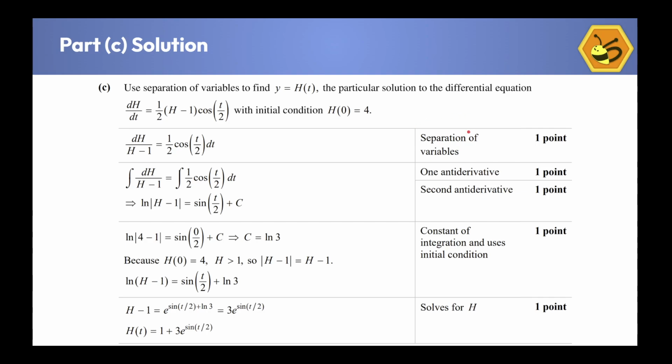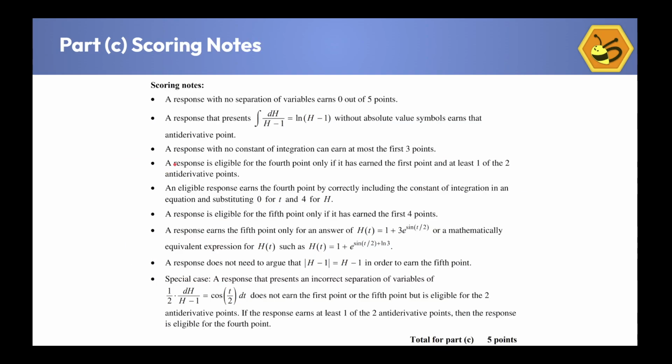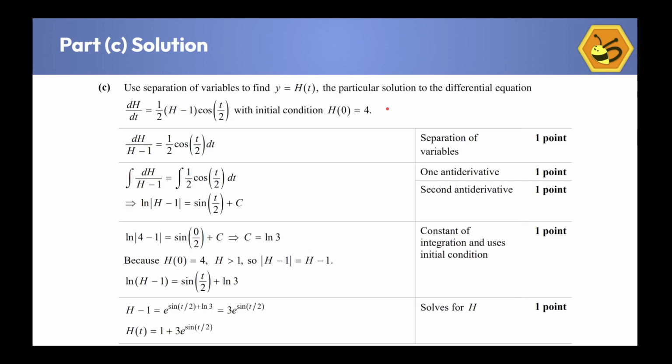The first step for this is always separation of variables. So we want to separate the variables: we want to separate t to the right side, and we separate h to the left side. This is extremely important because if you don't do it, you will earn 0 points. This is true. A response with no separation of variables earns 0 out of 5 points. So please do separation of variables.